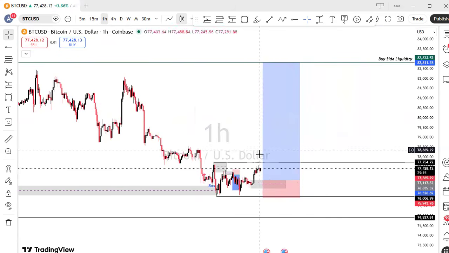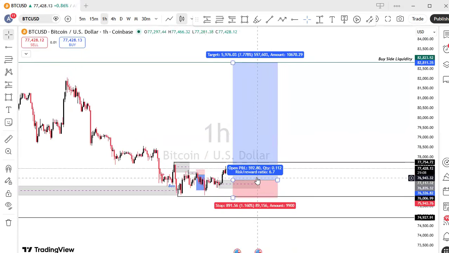But until we break this high, this setup is invalid, guys. Until we see a 1 hour candle closing above here, this setup is still invalid.